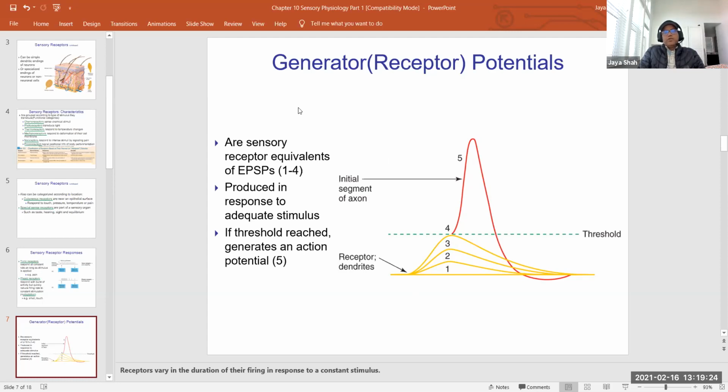Okay. So generator or receptor potentials are in the sensory receptor. They are equivalent to excitatory postsynaptic potential. Do you remember excitatory postsynaptic potential? Excitatory postsynaptic potentials are produced by neurotransmitter binding with the receptors on the postsynaptic membrane. Okay. So this generator potential is produced in response to an adequate stimulus. And if threshold is reached, it generates an action potential, which is number 5. Okay.